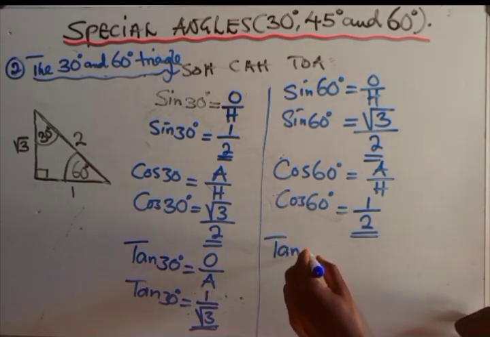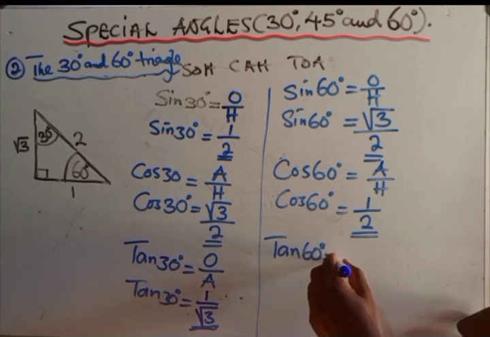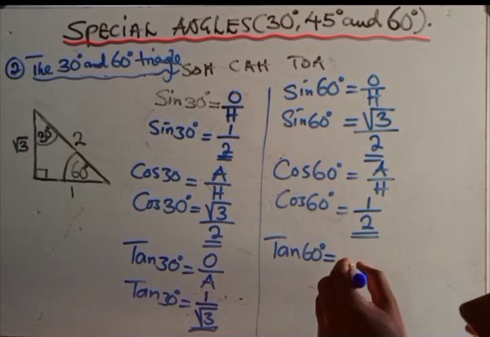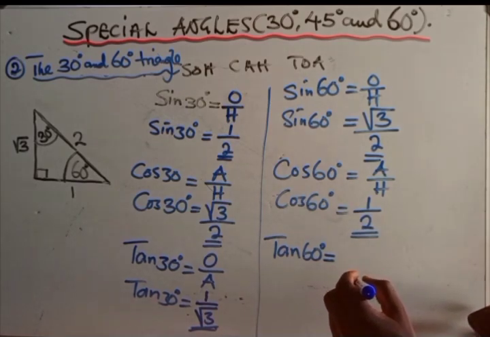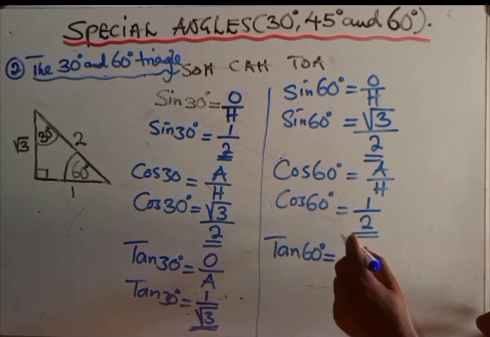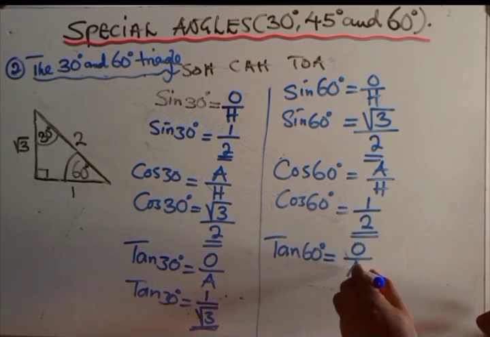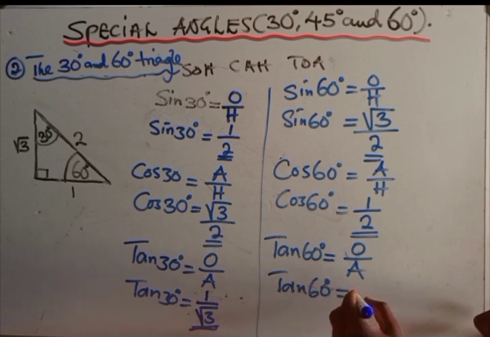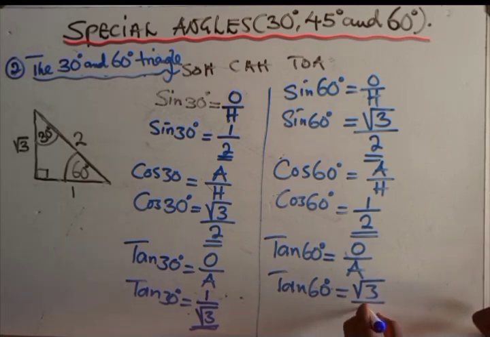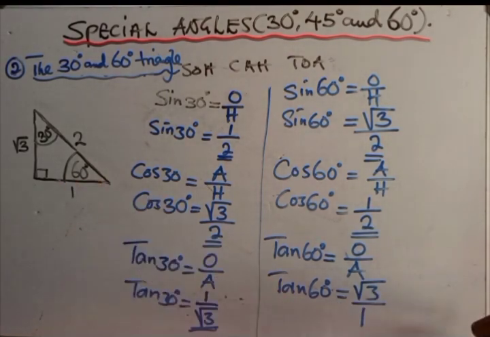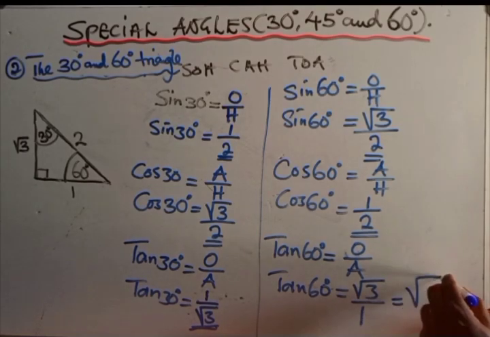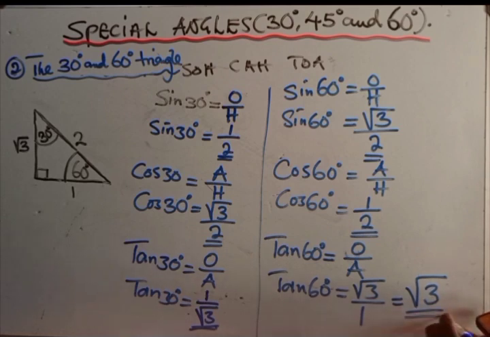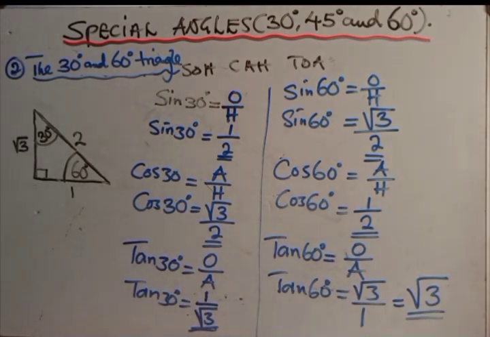We go to tan. Tan 60 is equal to opposite over adjacent. Tan 60 degrees is equal to, our opposite of 60 is the root of 3. The adjacent of 60 is 1. This means that the root of 3 over 1 is just the root of 3. So tan 60 is the root of 3. Thank you so much.